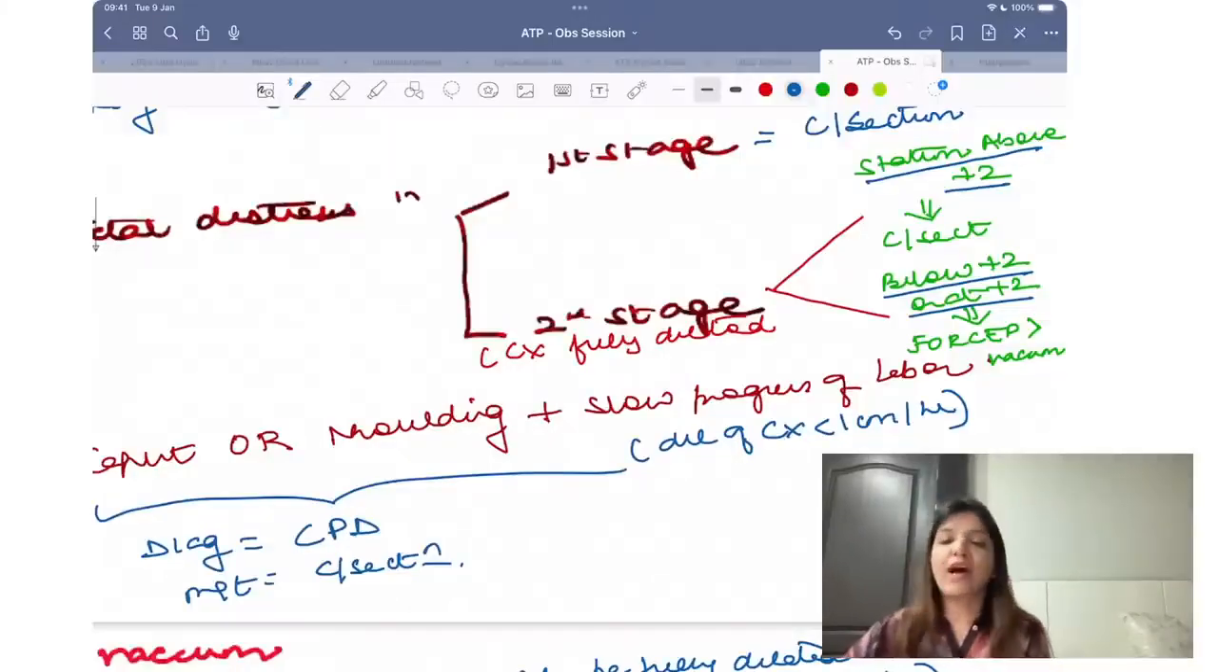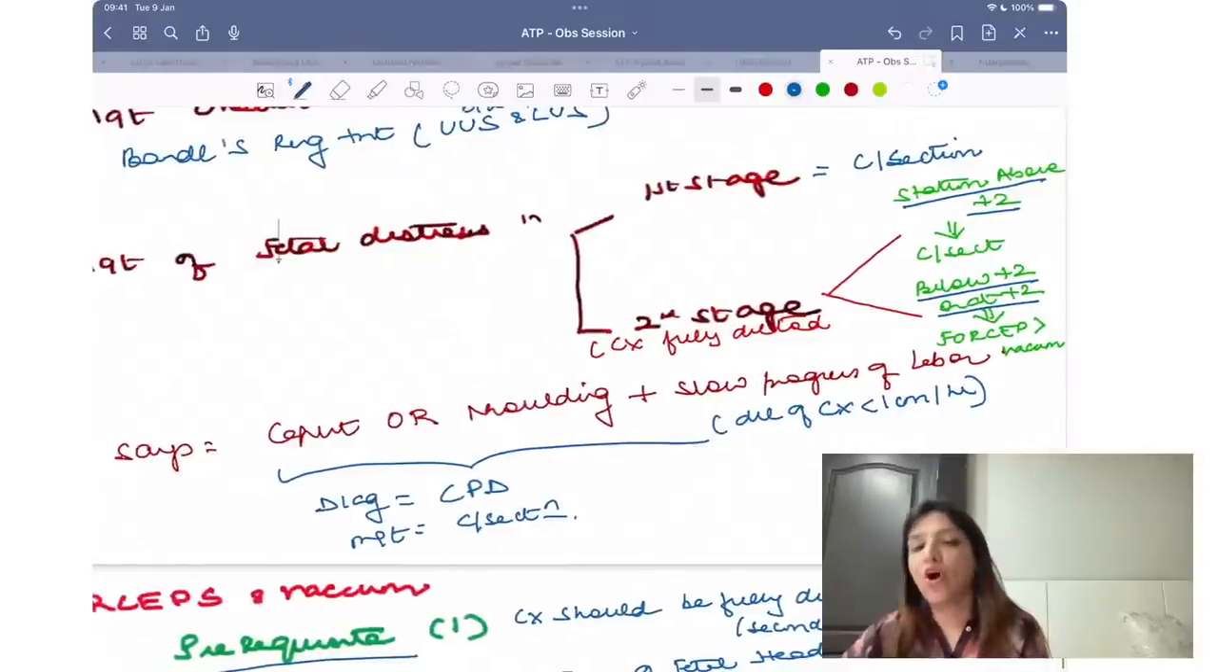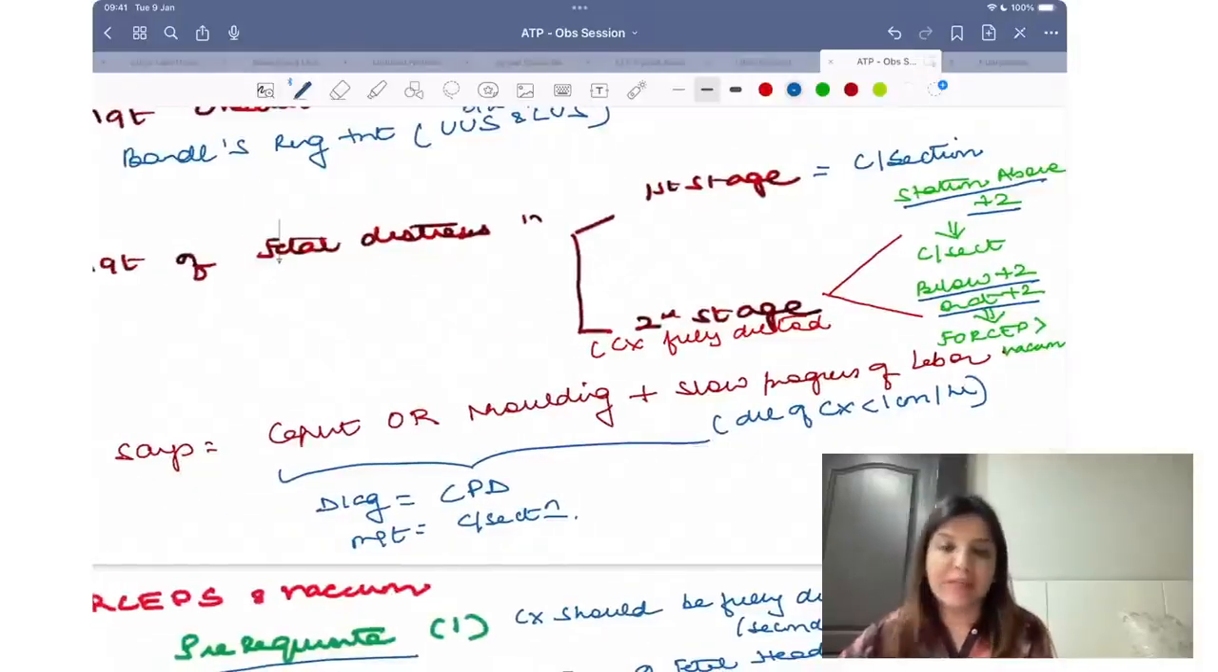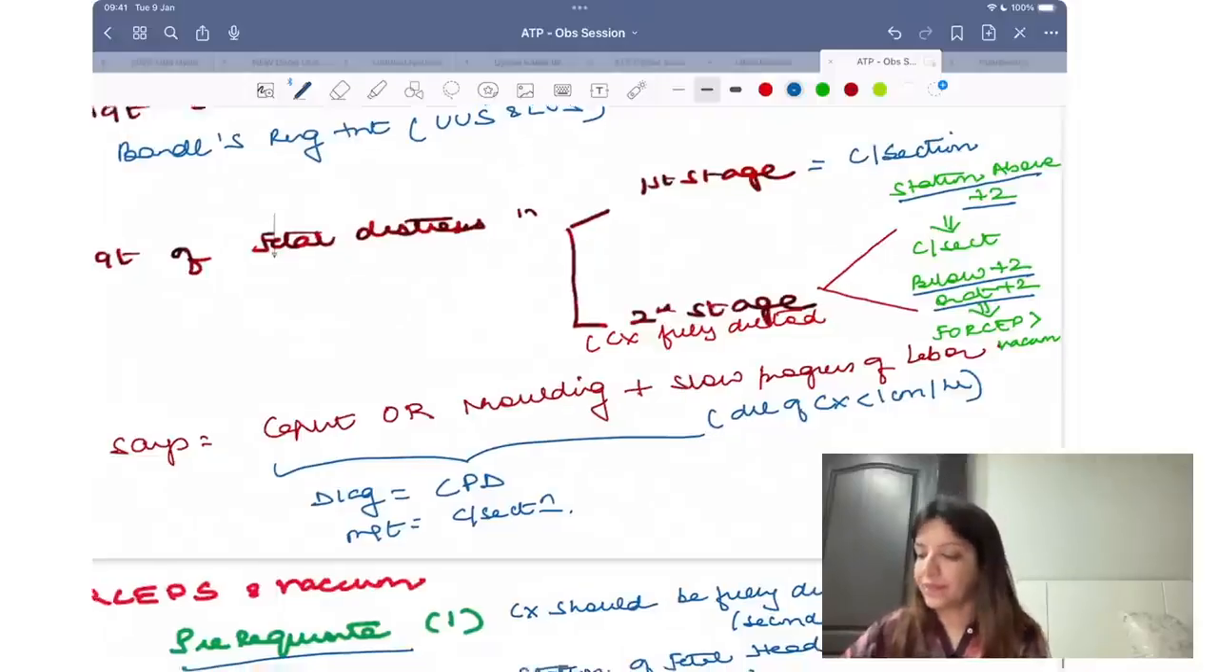Yes. So this is how you manage your questions whenever questions come on fetal distress. Is this point clear to all of you, how you are going to manage questions related to fetal distress, obstructed labor, CPD? How are you going to answer them? All of you, have you understood? Yes? Okay.